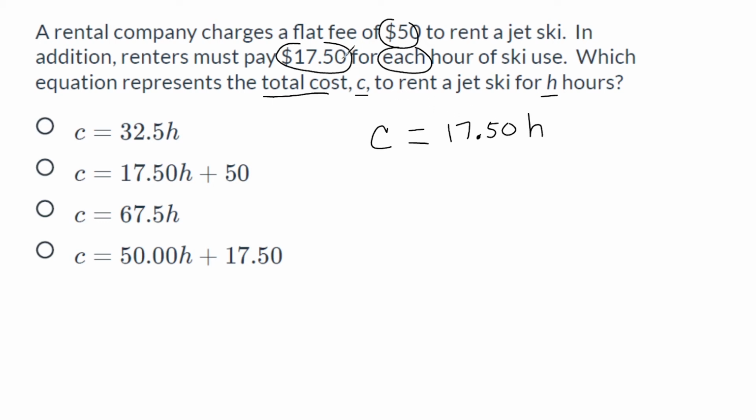Remember, there is a flat fee of $50, and this is a one-time charge. We are not multiplying this by anything. This is a one-time fee that we are going to tack on to the total cost. So if we knew the amount of hours we were renting the jet ski for, we would substitute that in for h, multiply by $17.50, and take that result and add 50 to that, and that would be equal to the total cost represented by C. So we should select this choice right here. All right, let's go to the next problem.